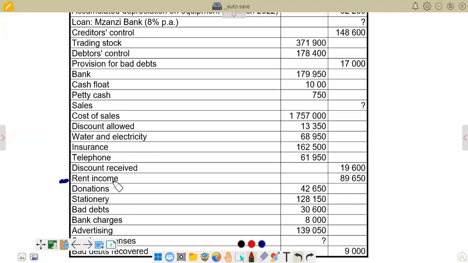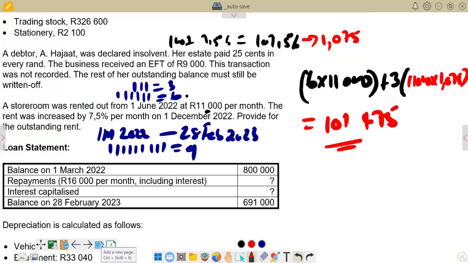Right, if you come here, you would see that the rent income figure we are given is 88,650. It means the rent income that was received is less than what was supposed to be received. So there is an accrual. You have to calculate the amount of the accrual, then we provide for that in the calculation. So we go back there and make that calculation.